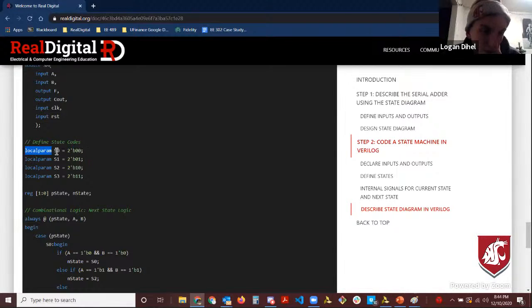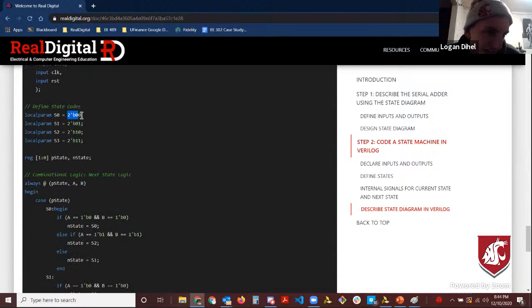So the local params are only to help you write easier to read code. You don't really need them. Everywhere you see S0, you could just paste in this 2 binary 00 if you wanted to, but that's standard practice.